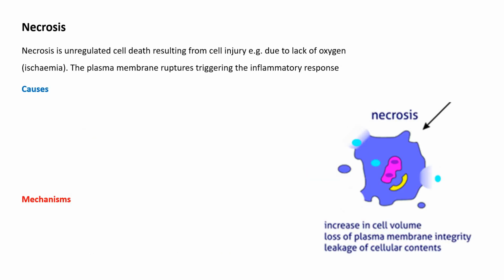Then we'll look at necrosis. So necrosis is unregulated cell death resulting from cell injury, for example, due to lack of oxygen, or ischemia. The plasma membrane ruptures, triggering the inflammatory response.